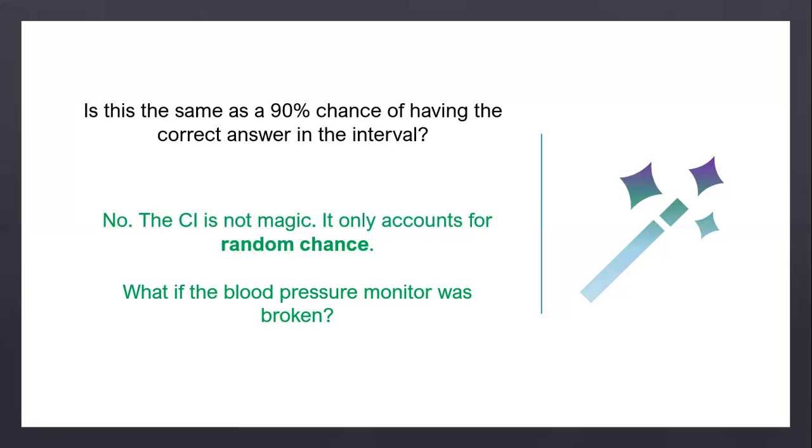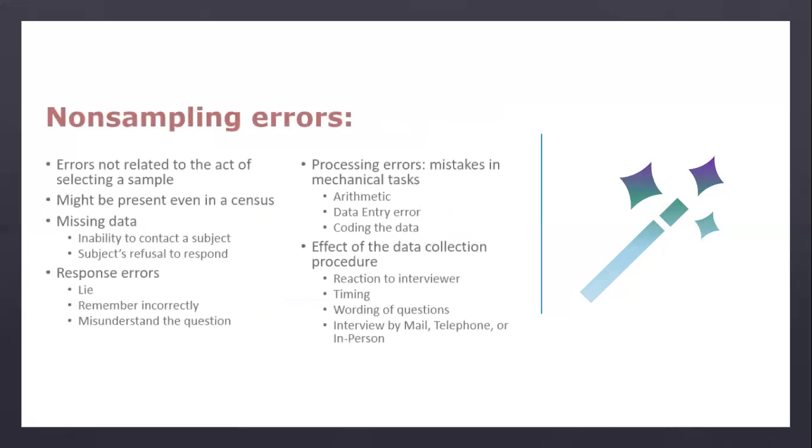To further show you this is not the case, note that random chance is a sampling error. So there's a whole other category of errors the CI does not take into account. Right? We had a whole list of non-sampling errors, and all of these could still be in effect, and the confidence interval does not account for those. So how do you account for these non-sampling errors? That's all the stuff we covered previously, right? Making sure that we conduct the study properly.